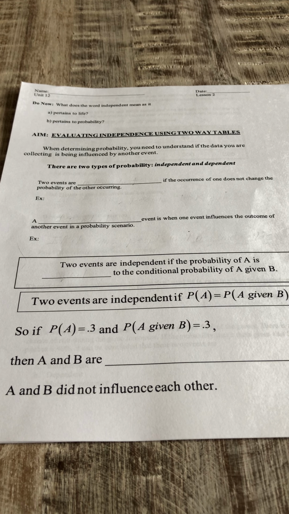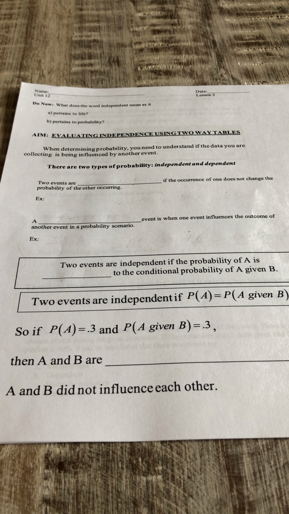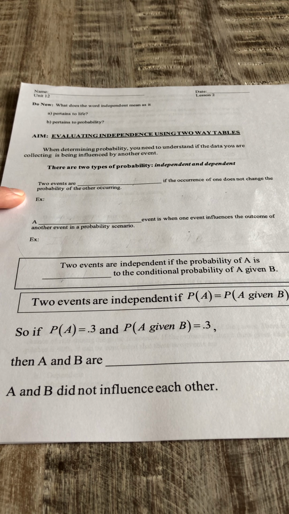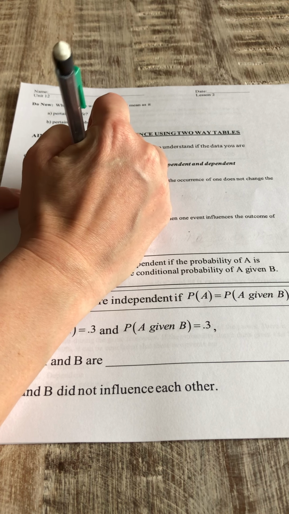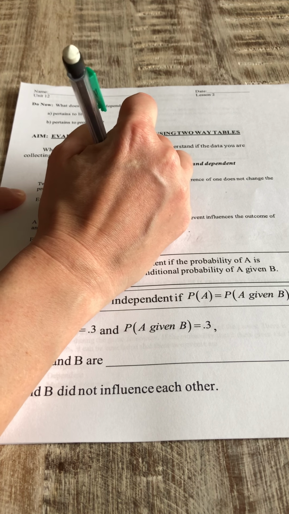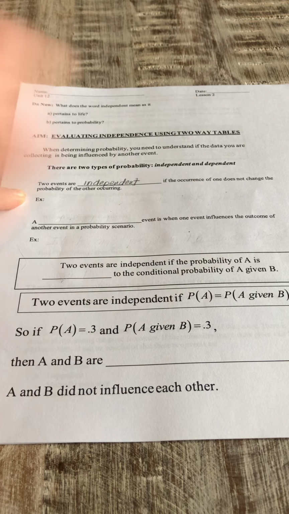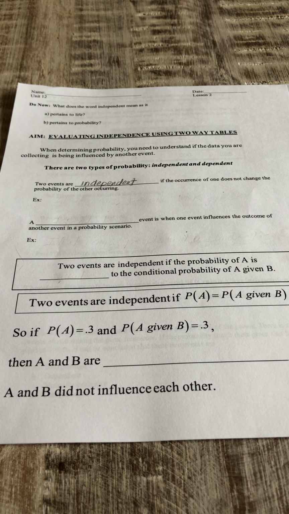But as far as it pertaining to probability, when we use the word independent, we're basically talking about two events that don't have an influence on each other. Dependent events, as far as probability is concerned, is when one event would have some sort of influence on the other event occurring. So two events are independent if the occurrence of one does not change the probability of the other occurring.